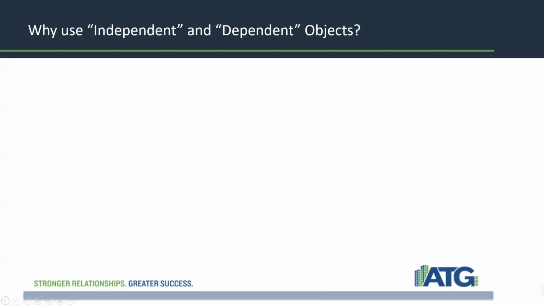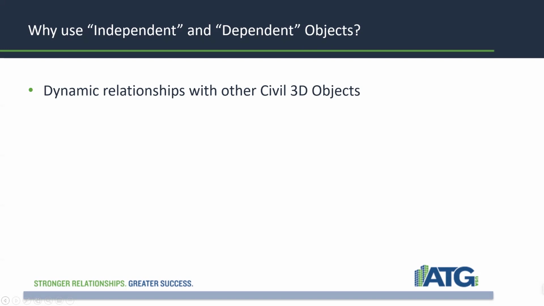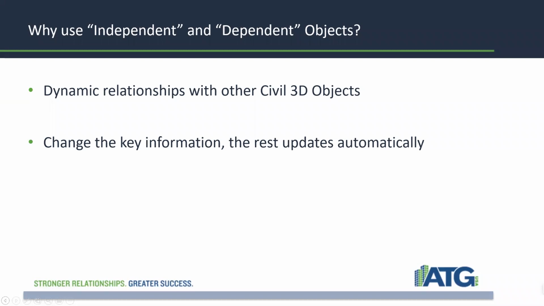So before we even get into the alignments and the profiles part of it, why is it that we're interested in using independent and dependent objects? Well, fundamentally, it's because they have dynamic relationships with other Civil 3D objects. And Civil 3D objects themselves have a lot of dynamic potential when it comes to labeling and updating certain other pieces of information. It also helps us because when we're using an independent object, maybe a roadway center line or a ditch center line, all we have to do is change the key information, which is that center line, and then the rest of it will update automatically.